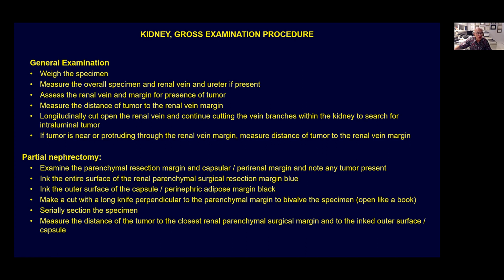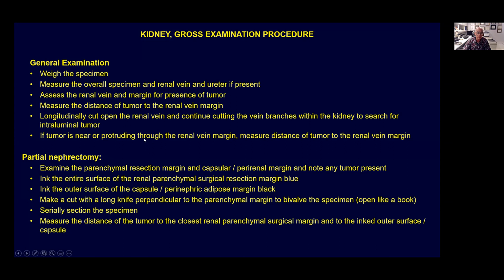And then do a longitudinal cut open of the renal vein and continue cutting the vein branches within the kidney to search for intraluminal tumor. Because remember, all this examination and all this sampling is going to correlate later on with the stage of the tumor. So you need to always keep in context how relevant the examination of the gross specimen is going to be in correlation with the posterior microscopic examination.